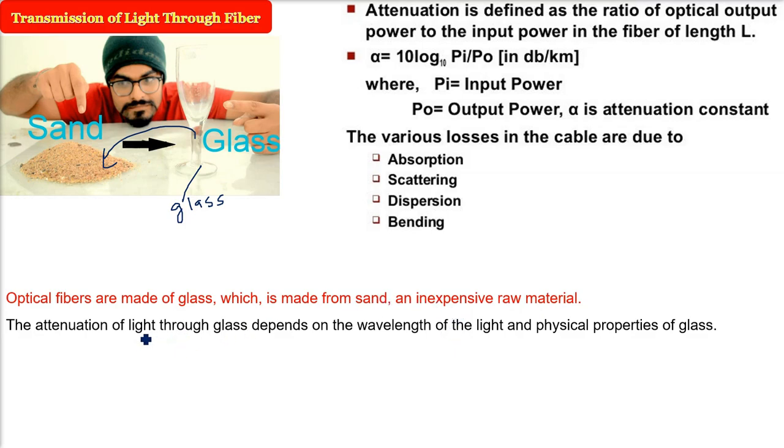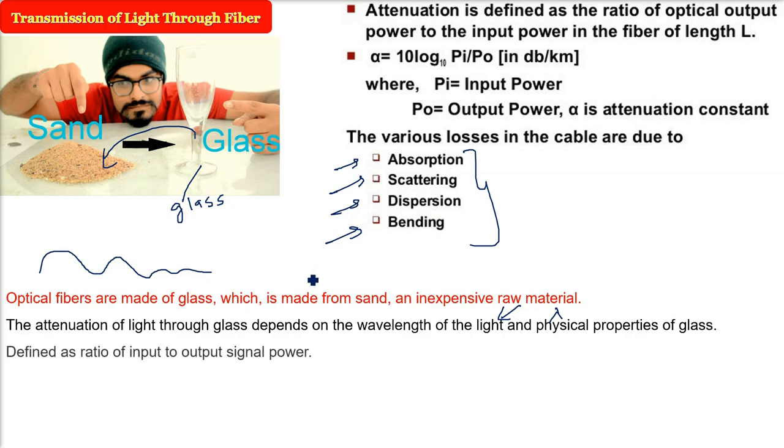So whenever light travels, there will be some losses. That is called attenuation, the signal strength loss. This attenuation of light through the glass in fiber optics depends on the wavelength of light, lambda, and also the physical properties of glass. Attenuation is the losing of signal strength. It can be through absorption, scattering, dispersion, bending. There are so many optics involved here. So these are the physical properties of the glass, and also the wavelength.